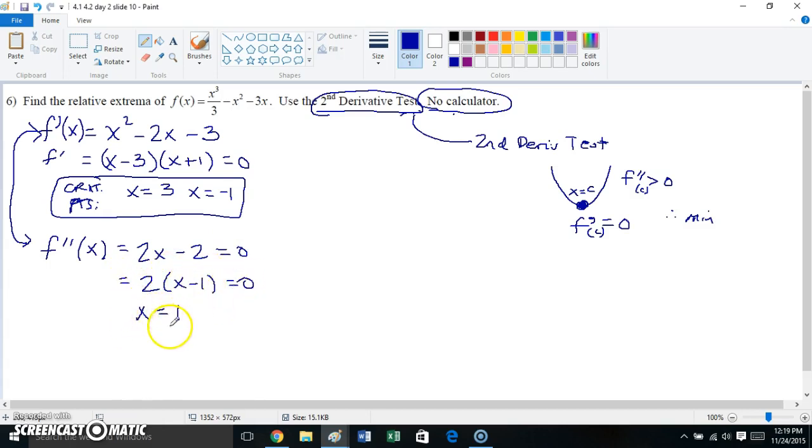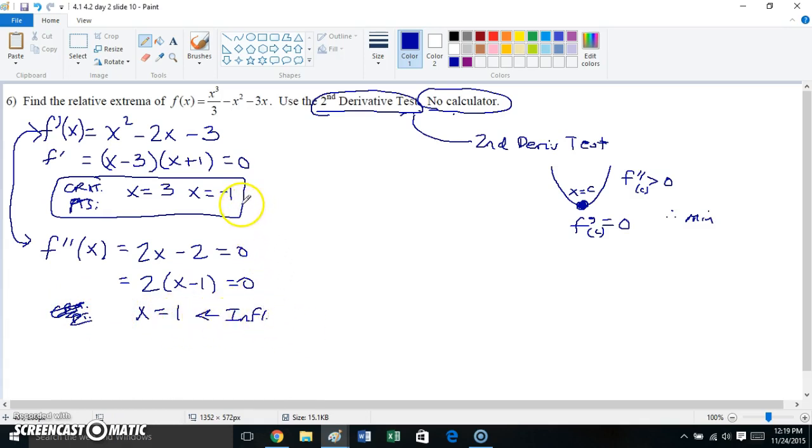That happens when x is equal to 1. So they don't often call it this, but this is a critical point on the second derivative. Okay? All right. Oh, I apologize. I don't actually need to find this, right? This would lead to an inflection point.